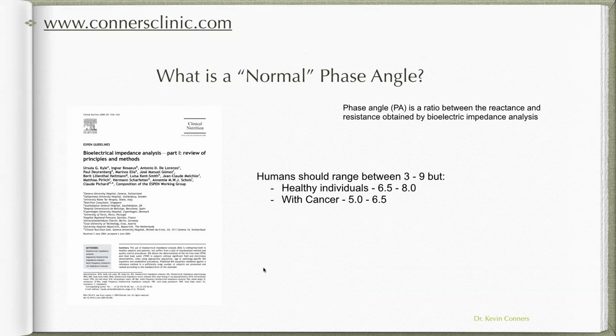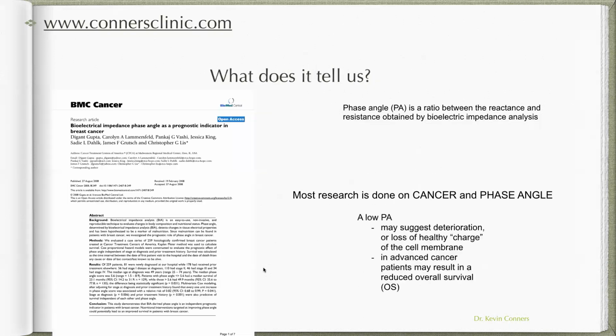So we want to raise that person's phase angle, but how does the phase angle get bad? What does it tell us? So most research on phase angle is done on cancer patients. And the lower the phase angle suggests a deterioration or a loss of healthy charge of that cell membrane again. In advanced cancer patients, it may result in reduced overall survival rates.